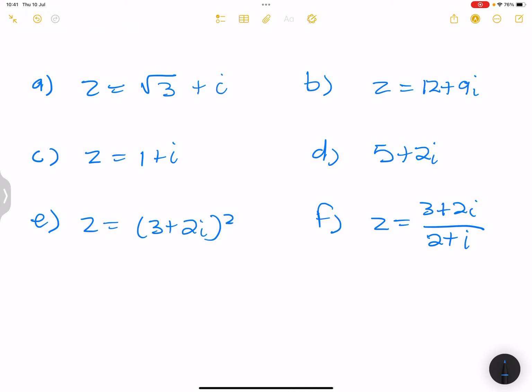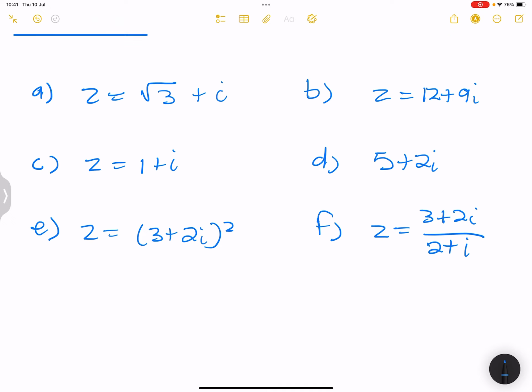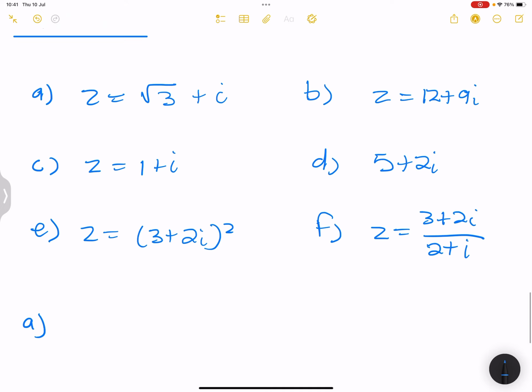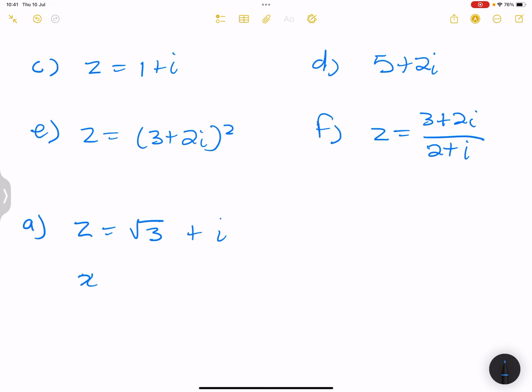Okay, right. Now let's go for it. Let's take the first one. So what do I have? Firstly, I've got x, which is equal to square root of 3, and I've got y, which is equal to 1. In fact, let me write down the complex number first. So z for A is equal to square root of 3 plus i. So what does that mean? That means that x is equal to square root of 3. That means that y is equal to 1.